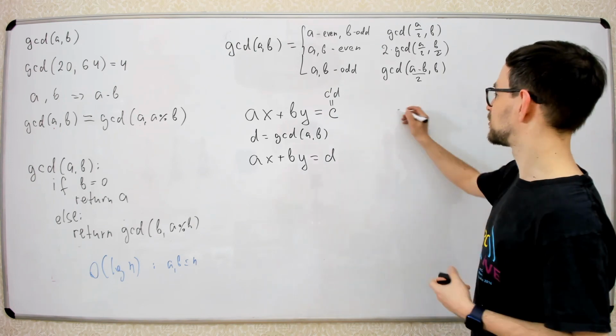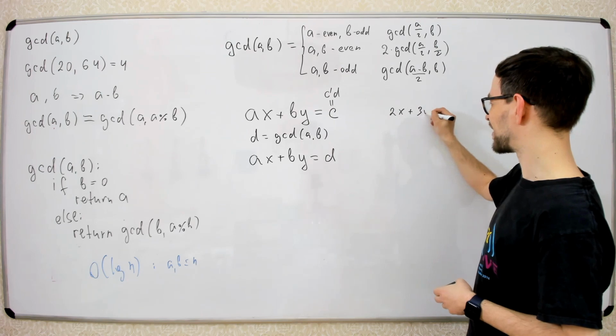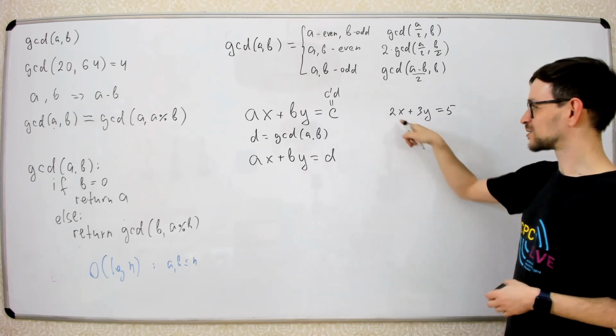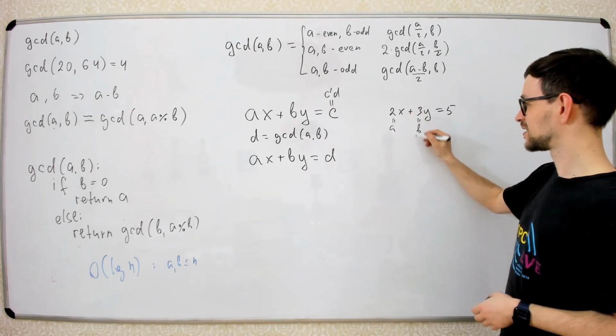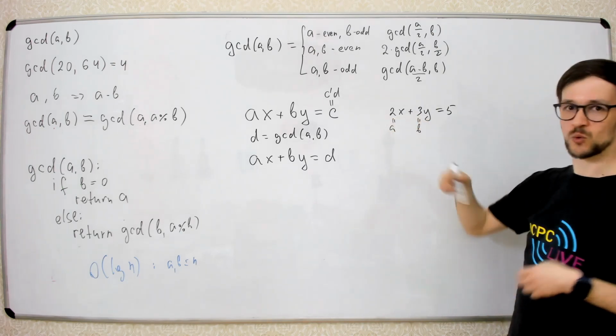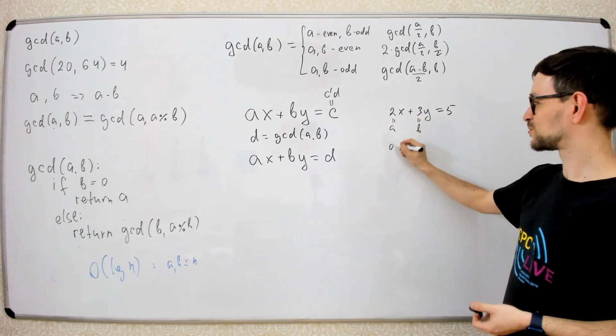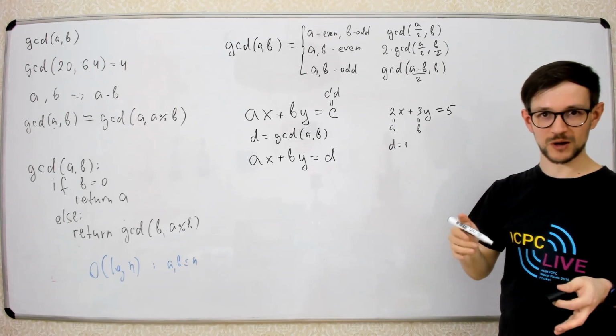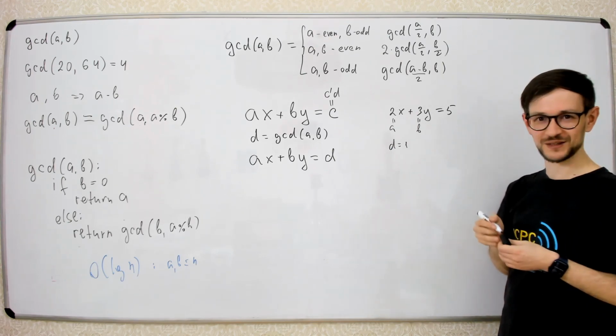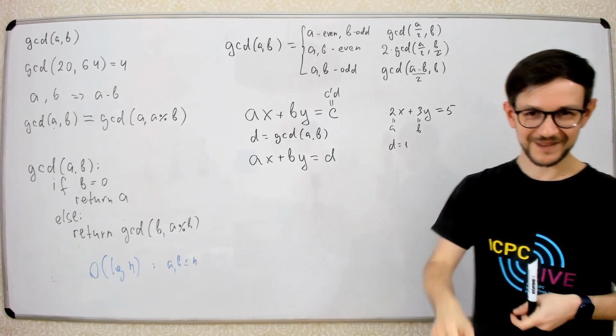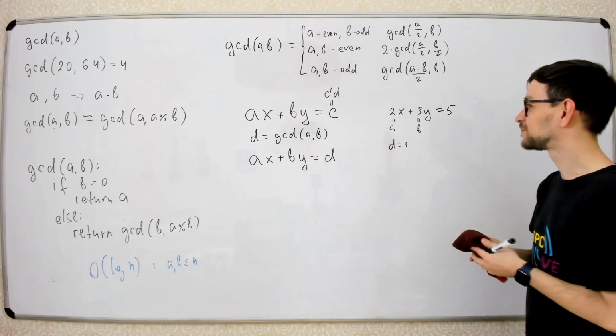Okay, what's the problem? So 2x plus 3y equals 5. So this is A, this is B. The greatest common divisor of 2 and 3 is 1. So D equals 1. 5 is divisible by 1. So this equation has a solution. There's no problem here.